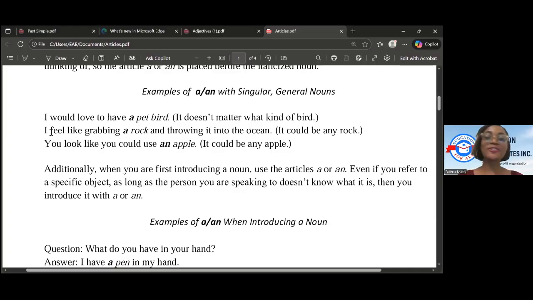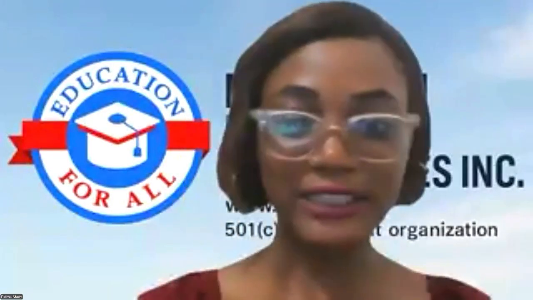But you're not gonna say the ocean. It's not the book, it's the book. The cat. You look like you could use an apple. Apple, not pill. Yeah. Apple. When you're reading, everybody, please take note of this.